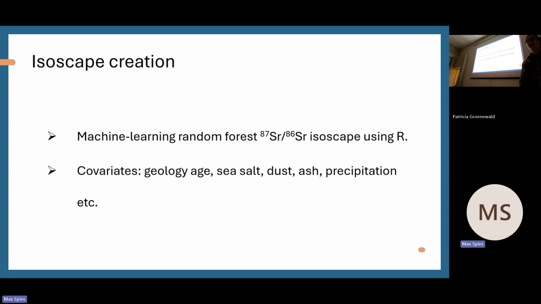There are multiple different ways of creating isoscapes. I'm not going to go into too much detail with this. I feel like I've given you lots of detail already, but if you do have questions, we are welcome to chat about it. I basically used a machine learning random forest approach in a piece of software called R. And I incorporated additional variables, like I mentioned in the beginning, geological age, sea salt, dust deposition, all these additional factors that can influence your strontium ratio on the surface found in plants, and therefore animals and humans, etc.